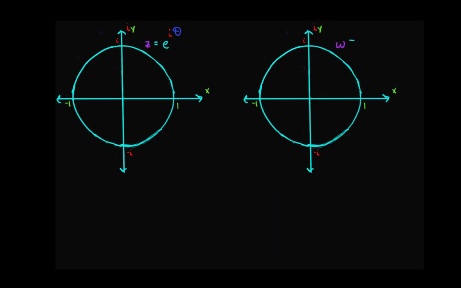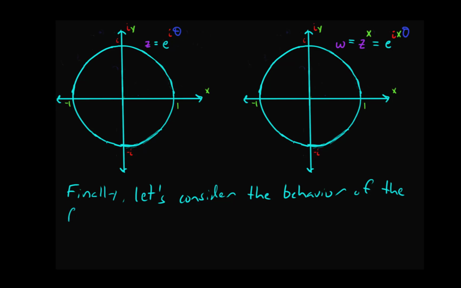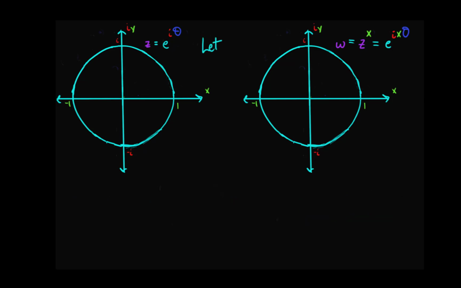So we've covered the cases where our exponent is a positive or negative integer or a positive or negative fraction. And I'm just drawing my unit circles one last time here, so that we can finally consider the behavior of the function z to the x when x is an irrational number. So for the sake of concreteness, let's let x equal the square root of 2. The square root of 2, of course, is irrational.